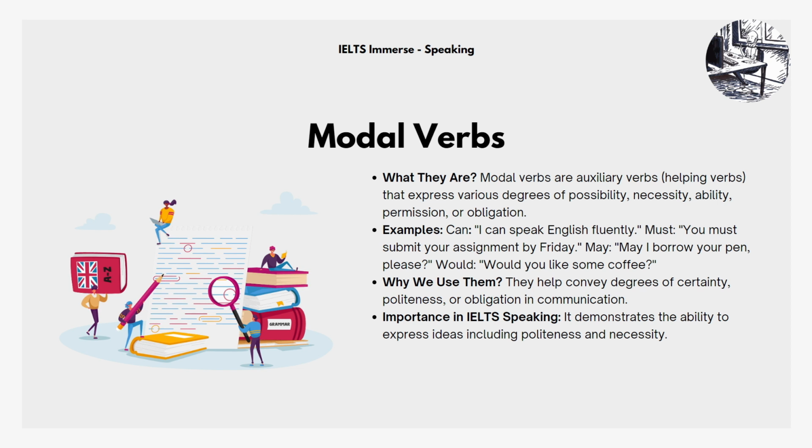May I borrow your pen, please? Would you like some coffee? These are different examples of modal verbs. They help us convey degrees of certainty, and that's why we use them. We also use them for politeness or obligation in communication. It is important that we add modal verbs to the way that we speak to express certainty or uncertainty. So if you can add them to your IELTS answers, fantastic.